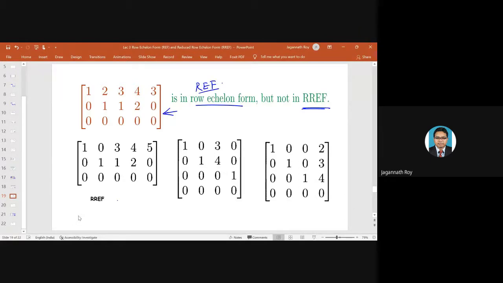How about these matrices? Are they in RREF? Answer is yes. This is RREF. This is also RREF. So this is also RREF.